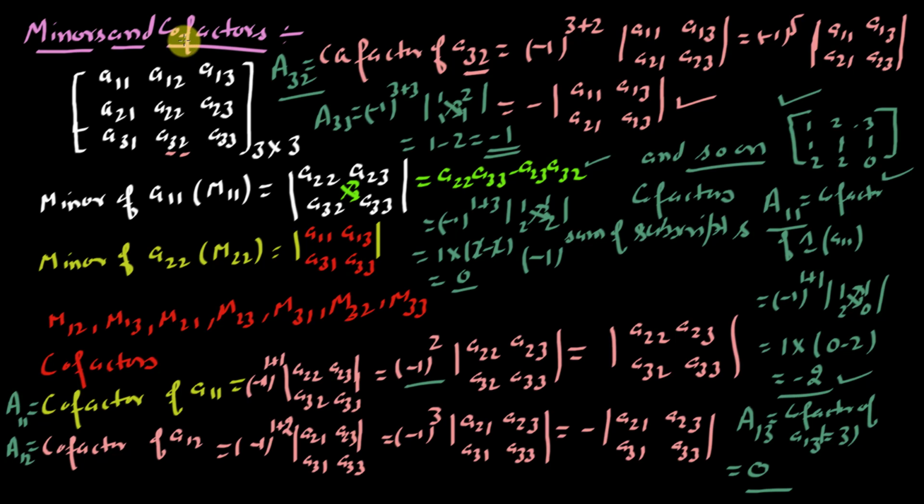So to find the adjoint of a matrix, we will require to find the cofactor of each and every element of the matrix, and then we'll form the matrix of the cofactors and then take its transpose. So before doing this, we will study what is transpose of a matrix.